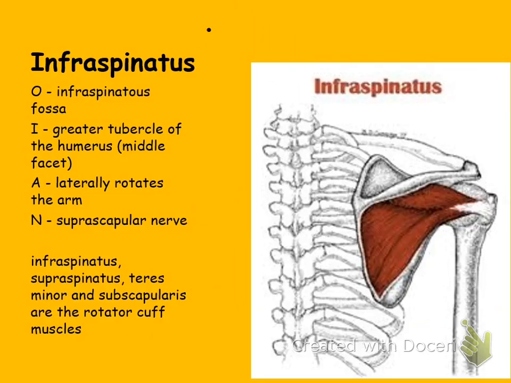Infraspinatus is below the spine of the scapula. That's where it originates, and it inserts on the greater tubercle of the humerus. Remember where those are at now? See, that's why we go through the bones first, so that you have an idea where these are hooking onto.